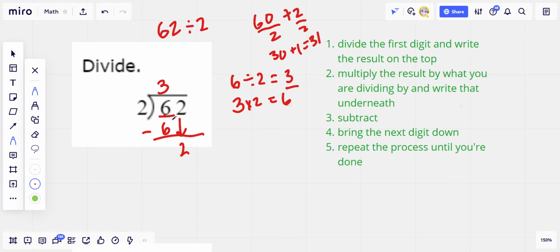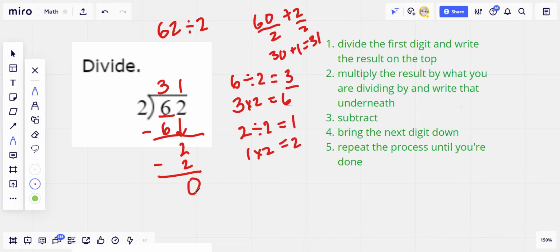Now, we're going to go back to the beginning of this process, and the beginning is to divide. So my next question is, what is 2 divided by 2? So I'm looking at what's down here, and I'm trying to divide it by this thing here. 2 divided by 2, well, that equals 1. So the 1 goes on top. Now we multiply. 1 times 2 is 2, so that goes down here. And then we subtract away. 2 minus 2 is 0.